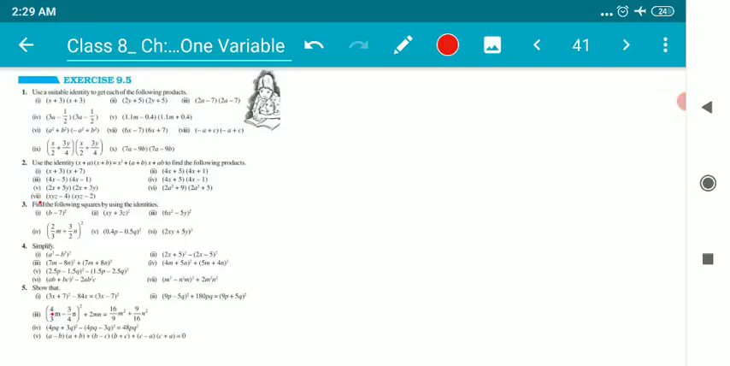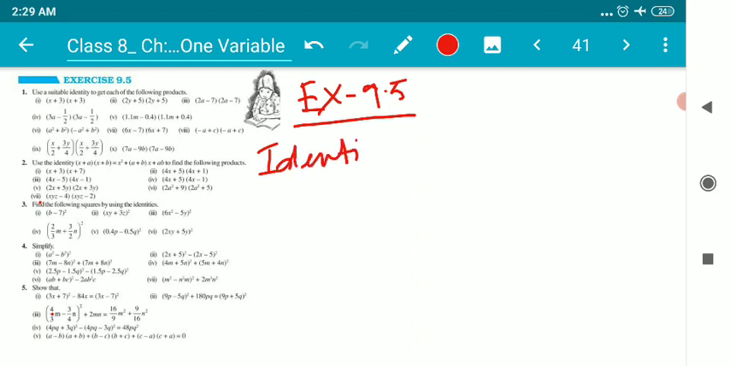Children, we have been dealing with chapter 9, exercise 9.5. As of now, we have completed all of question number 1. And in this video, I'm going to explain a very important portion of the concept of algebraic expressions, or algebra, that is about identity. What is that concept? That is called identity.